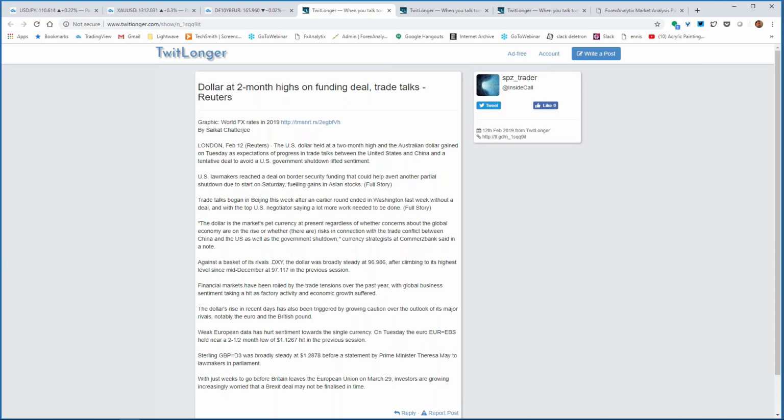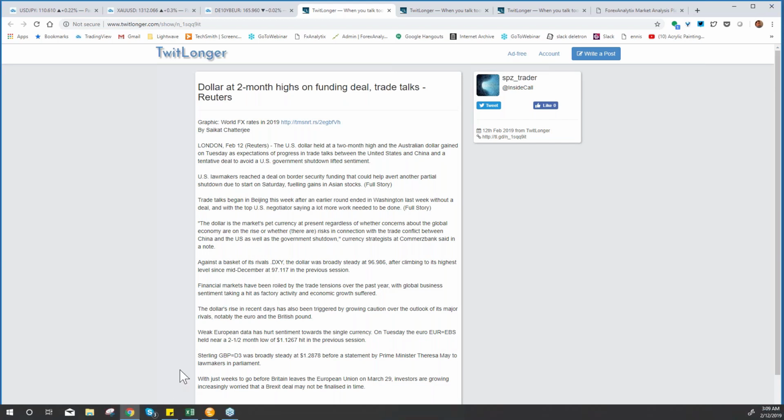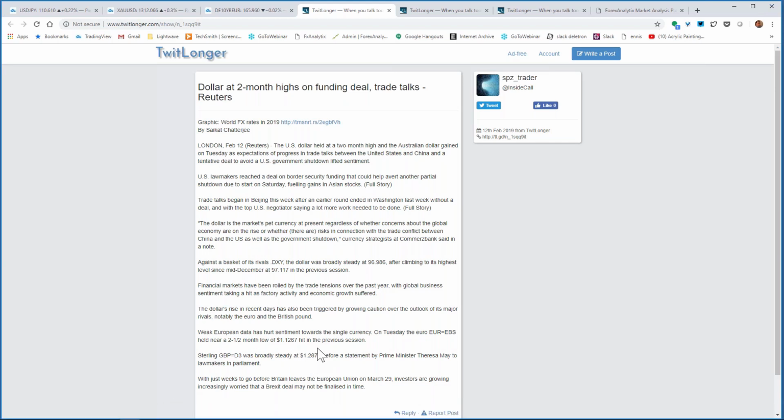Against the basket of its currencies, the dollar was broadly steady at 96.99. Well, we've pushed a little bit higher than that, climbing to its highest level since mid-December. The dollar's rise in recent days is also being triggered by growth concerns over the outlook of its major rivals, notably the euro and the British pound. Sterling was steady at 1.2878 before a statement by Prime Minister May.